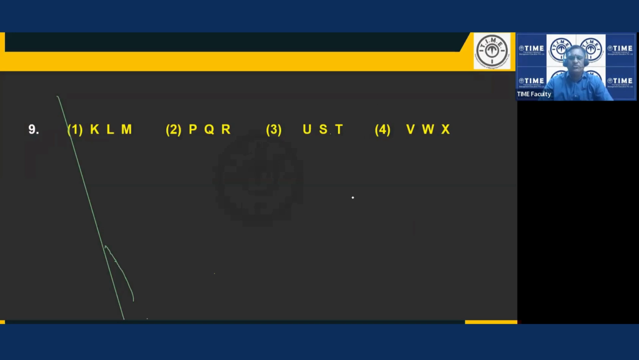PQR UST VWX. Anybody answer so fast? Option number 3. Why? Because all are consecutive alphabets. Increasing consecutive letters. KLM, PQR, VWX. Consecutive letters. All are consecutive alphabets, letters, except in option number 3.